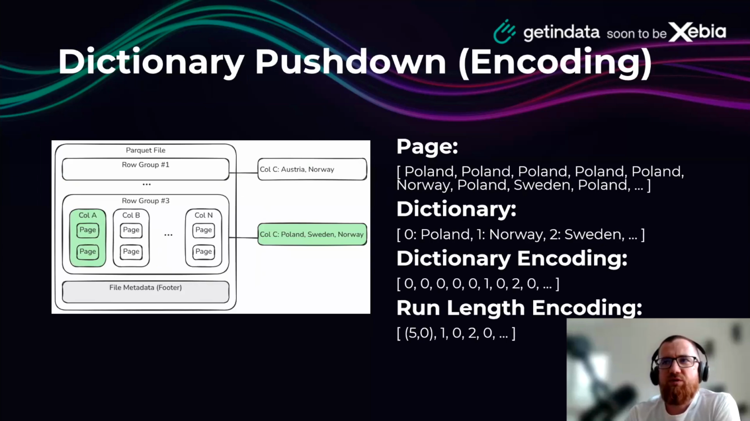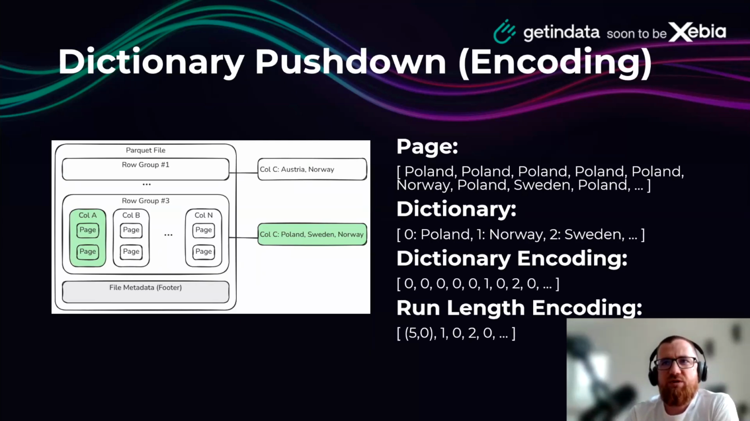The third one, if we try to go even deeper, is called dictionary pushdown. That's related to encoding, which is also important. Encoding and compression are two different things. Encoding is done faster and before the compression part. And if you look at our example, you can see that some of the columns might have small or medium-sized cardinality, like the one from the example with countries.